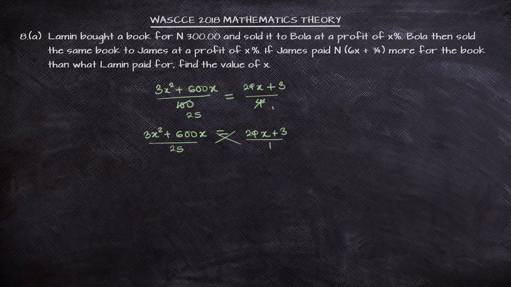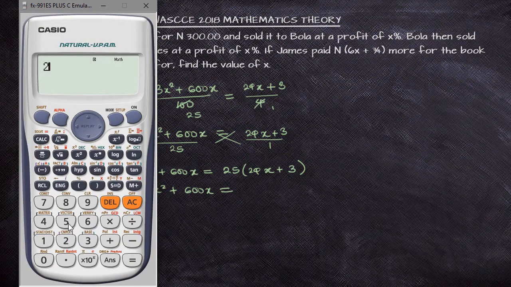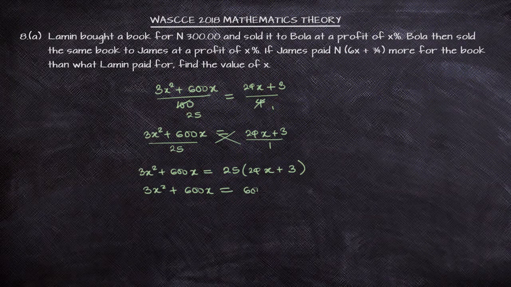And if we cross multiply, that will yield 3x squared plus 600x is equal to 25 multiplied by the whole of 24x plus 3. If we open the brackets, we'll have 3x squared plus 600x is equal to 25 times 24, which is 600x. We have 600x plus 75. So now, the 600x will cancel out, they will subtract each other.